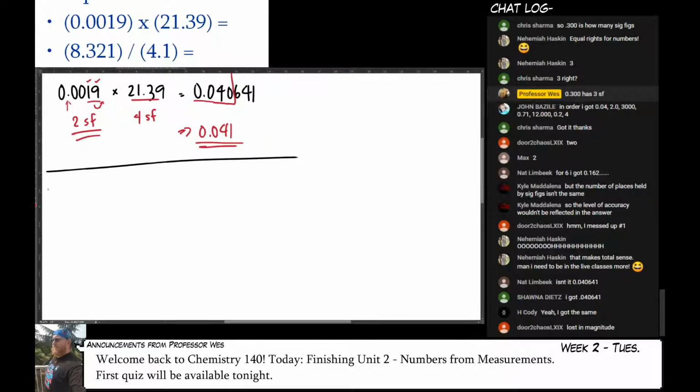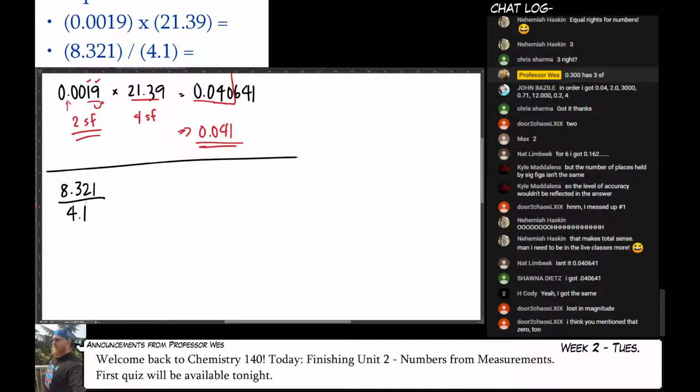So 8.321, and I'm going to write this like an actual fraction here, over 4.1. I even said the 0, huh? I don't know where it went. All right, how many sig figs does the top number have? It has 4, because none of them are 0. This is 2. So when I get my answer here, my answer is going to have 2.